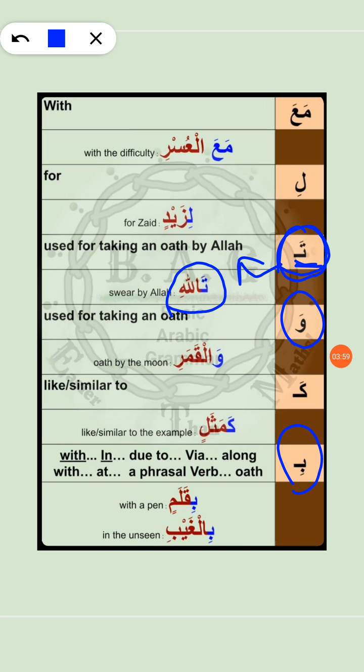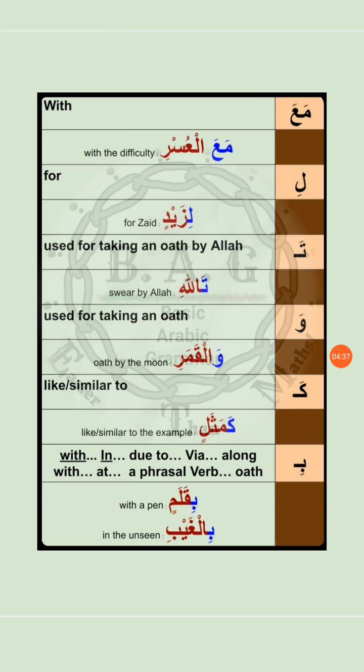However, this restriction does not hold true for wa and bi. So you can use any ism for taking an oath when it comes to wa and bi. Okay, so this is what you need to remember. Just remember, ta is only for an oath by Allah, and wa and bi can be used for other oaths as well. Okay, and then of course ka means like or similar to, and bi has multiple meanings, and the most common ones have been mentioned here. Okay, study these examples, pause the screen, and then we will proceed.